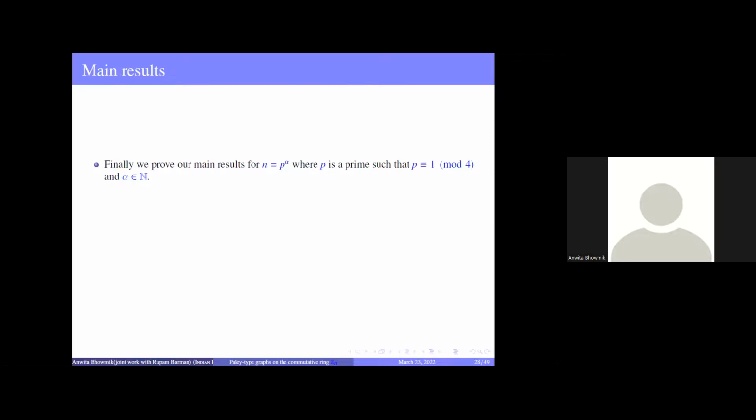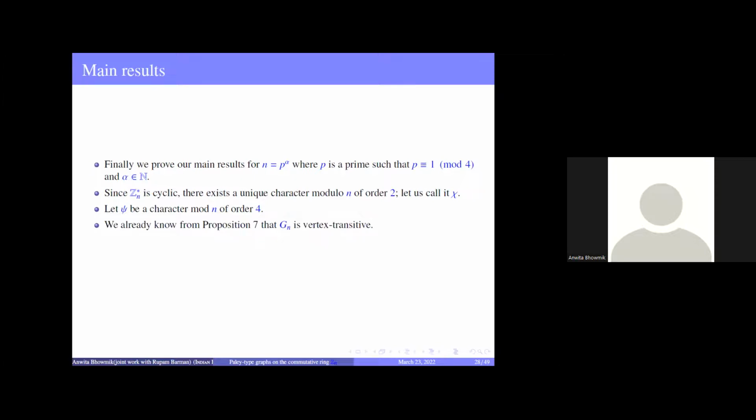Okay, now that we are done with the lemmas, we go to our main results. The first is, as I've already said, we have called the quadratic character chi, and since 4 also divides the order of Zn star, we take a character of order 4 and we call it psi.